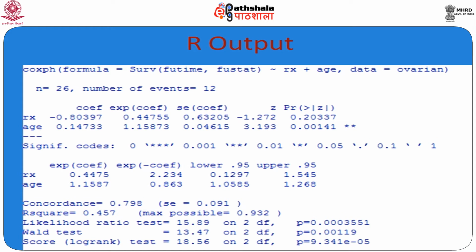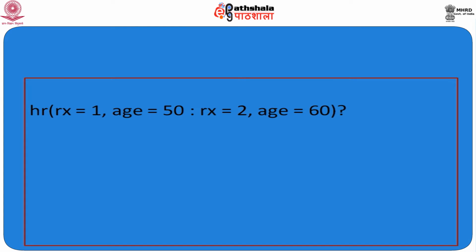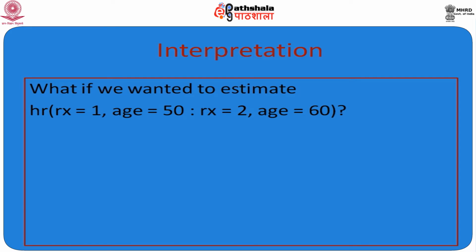Now we will go to the next slide. This is the question about the interpretations. If a patient is treated with Rx1 and age is 50, what will be his hazard ratio in comparison to the patients who are treated with Rx2 and whose age is 60? So this is the question: what if we want to estimate that?